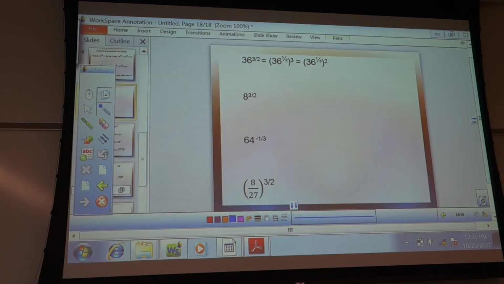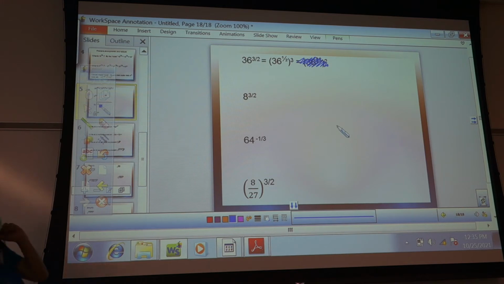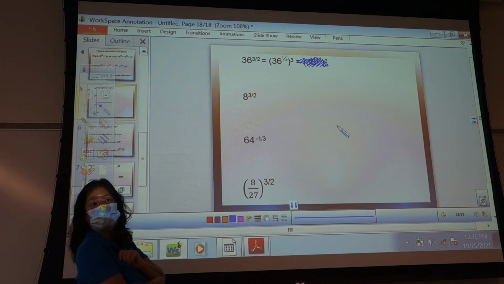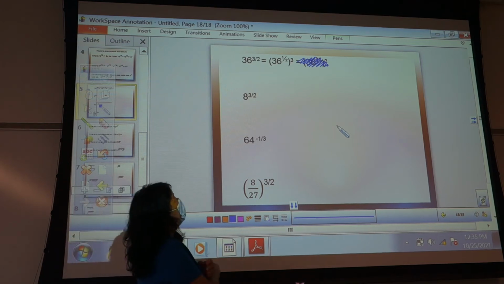Here, this is not equal to this. So this is 36 to the 3/2. You can write it by the exponent rules as 36 to the 1/2 to the 3rd. See that? What's 36 to the 1/2?